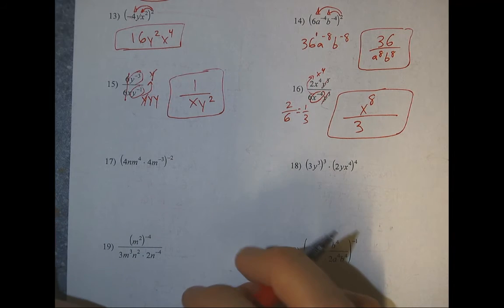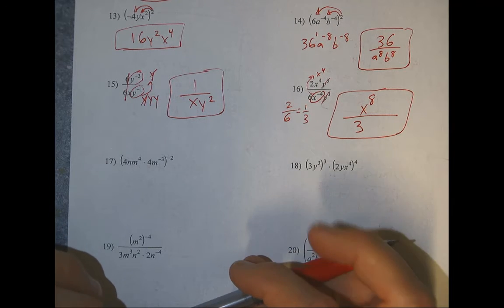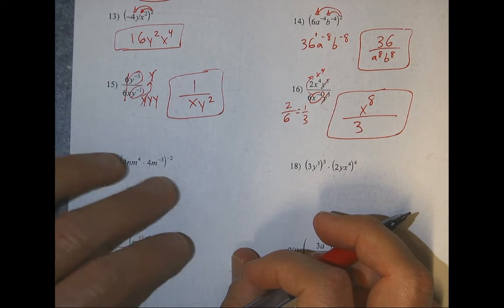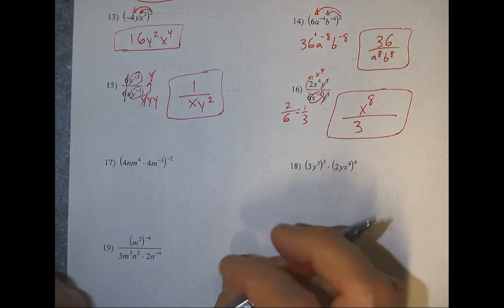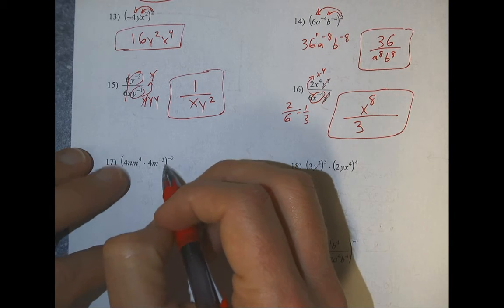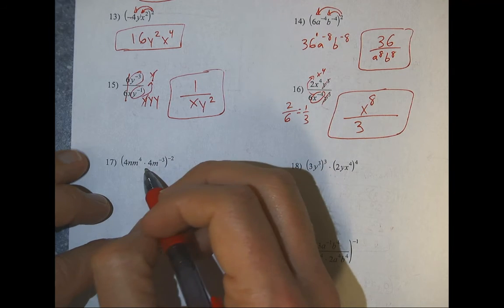All right, 17. We didn't look really at many of these. So a couple things you could do. One is this whole thing is being raised to the negative 2. So maybe let's simplify the inside first, and then we'll go from there. So the 4 times 4, because remember, order of operations says I can do everything inside parentheses before exponents. So I'm not messing anything up here.